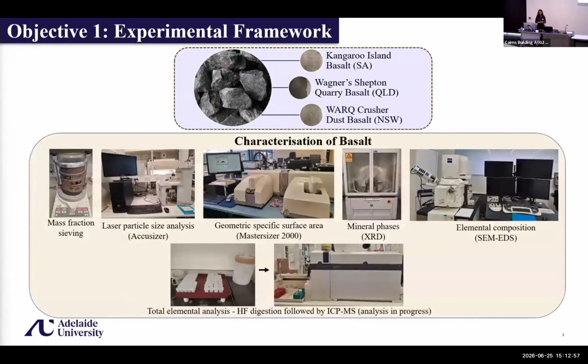For the characterization of basalt, for grain size less than 4 mm, I used mass fraction sieving. For size less than 75 micron, I used the Ecosizer, using the laser diffraction method. For the geometric specific surface area, I used the Mastersizer 2000, and mineral phases by XRD, elemental composition using SEM EDS, and the total elemental digestion is being analyzed using the HF digestion method followed by ICP-MS, so the analysis is in progress.